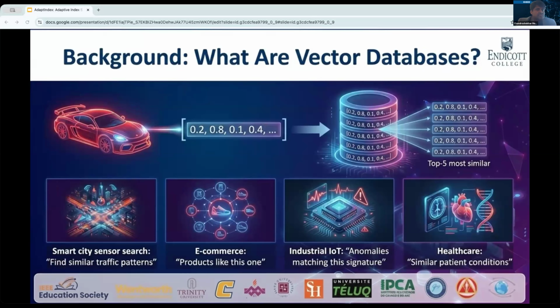So, quick background for those unfamiliar with vector databases. They power modern IoT applications by storing data as high dimensional vectors, as illustrated here. When you search for something like a red sports car on an e-commerce site, or query similar sensor patterns in smart cities, the vector database finds the nearest matches and gives you the appropriate result. So they are critical infrastructure powering everything from product recommendation to industrial monitoring and healthcare diagnosis.